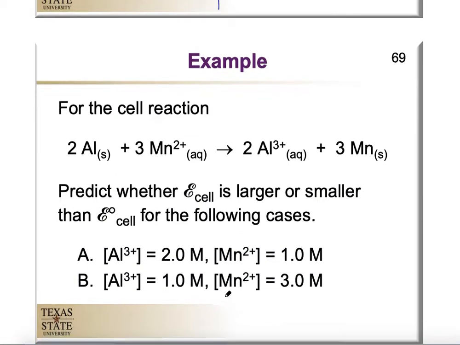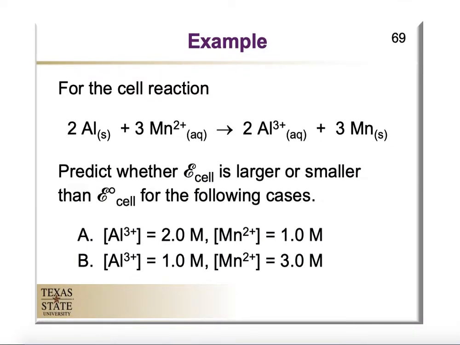So in this problem, we're going to use Le Chatelier's principle to predict what happens if the concentrations are not 1 molar. So to begin with, we're going to look at the equation. We have aluminum and manganese ions reacting to form aluminum ions and manganese metal. Predict whether the cell potential is going to be larger or smaller than the standard cell potential for the following 2 cases. The first case is where I have aluminum ions having a higher concentration than the 1 molar. So this is all that I care for, the fact that aluminum ions have a higher concentration. This is my aluminum ions.